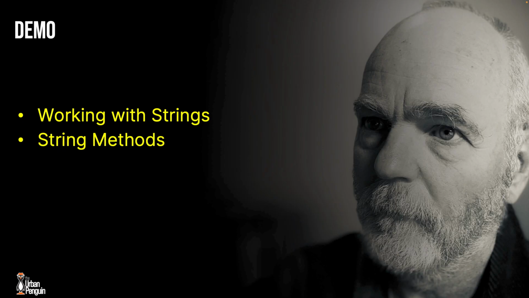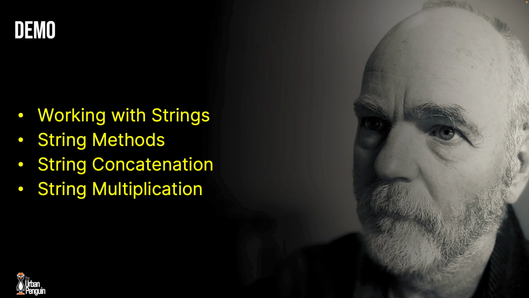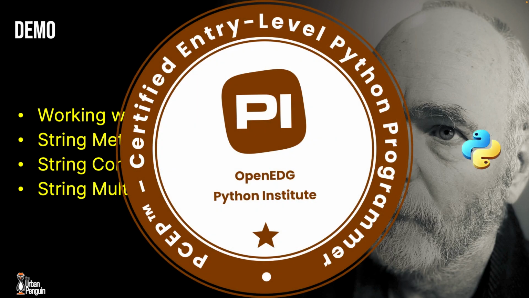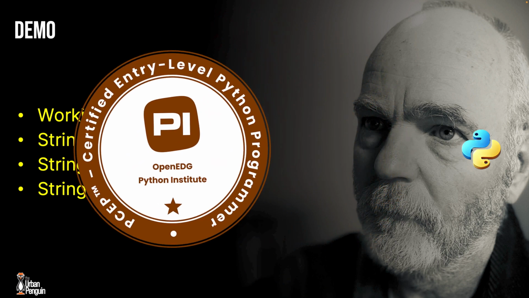As we move into the demonstration, we're going to look at working with our strings. We'll look at the methods associated with our strings. We can look at string concatenation and something that seems a little bit strange at first, but is really useful, string multiplication. So make sure you stay around for that. Come on, let's go through and see if we can find our Jupyter notebook.